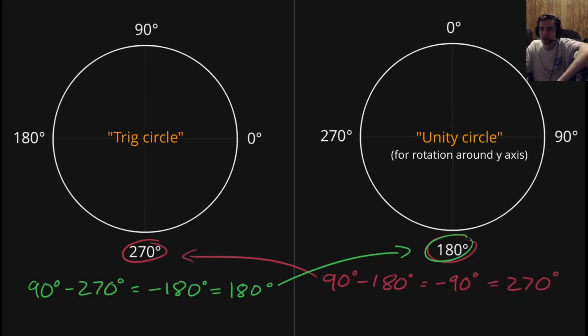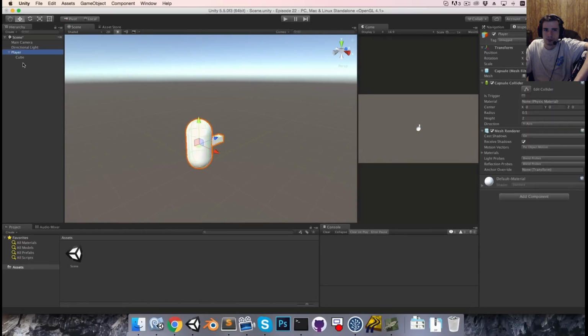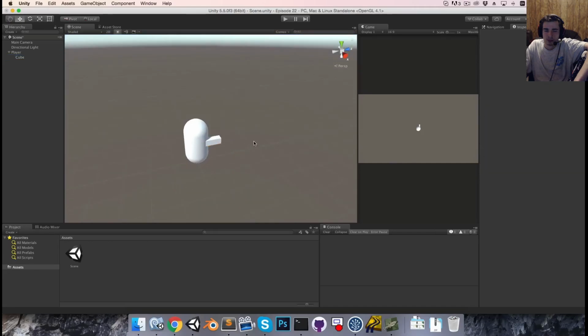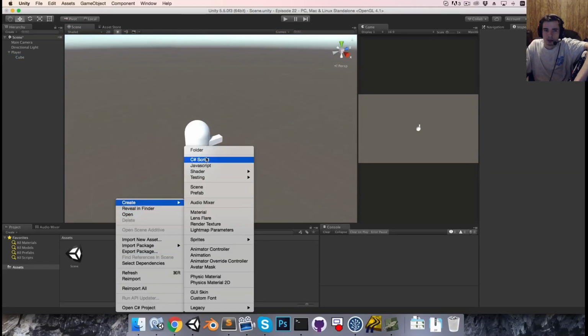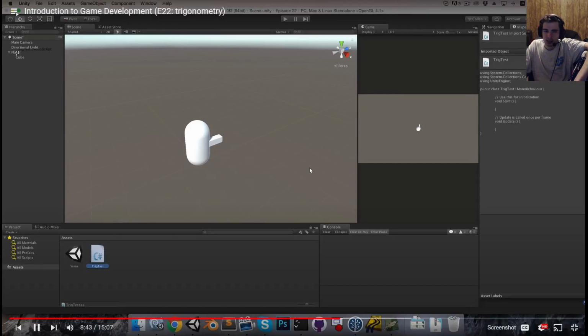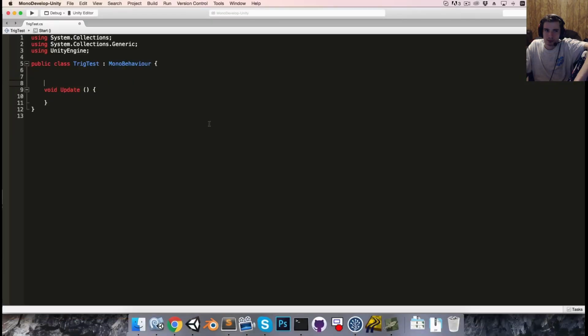Keeping this in mind, I'm going to go into Unity, where I have a simple player setup, just made out of a capsule and holding a little cube object, which you can maybe imagine as some sort of weapon, just to show what the character's forward direction is. I'm going to right-click, create a new C# script, and I'll just call this trig test, and I'm going to apply that to the player object.